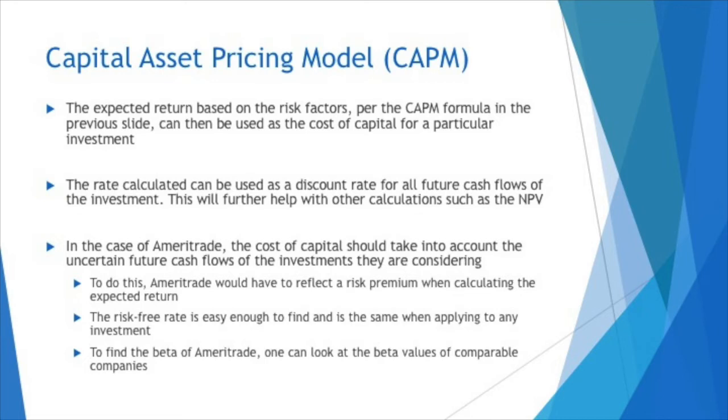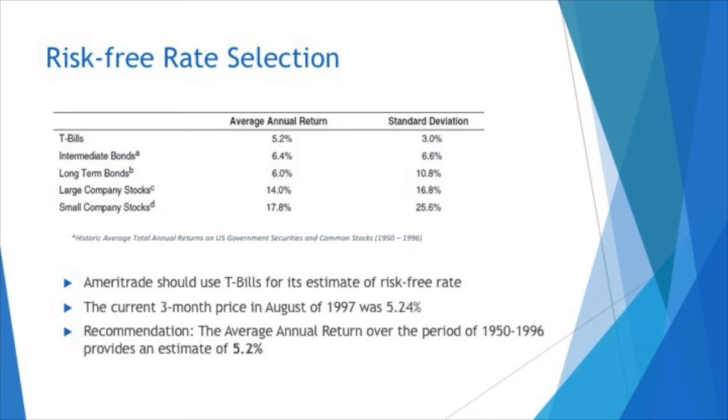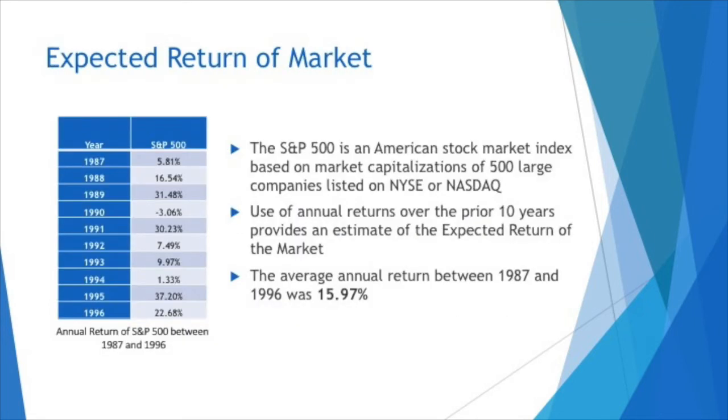When calculating the cost of capital in this particular case, Ameritrade will have to reflect a risk premium that takes into account the uncertain future cash flows. As mentioned in previous slides, the Treasury bill provides the most accurate rate of return for the risk-free rate. The table on this slide shows different types of bonds as well as their average annual return and the standard deviation. The return in 1997 was 5.2%, and this is the rate we will use for our risk-free rate in this scenario.